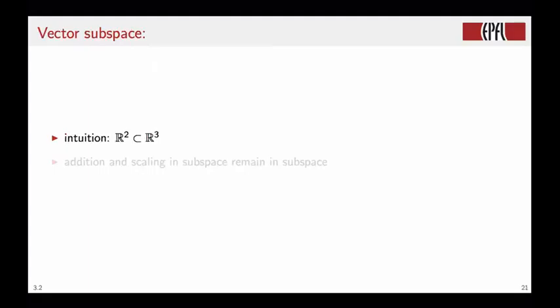If we have a vector space, there exist subspaces. The intuition is that R2 is a subspace of R3. We had seen this graphically in the previous submodule. And the way to find or verify that we have a subspace is simply that addition and scaling in the subspace must remain in the subspace. All the other properties from the previous slides are automatically inherited.